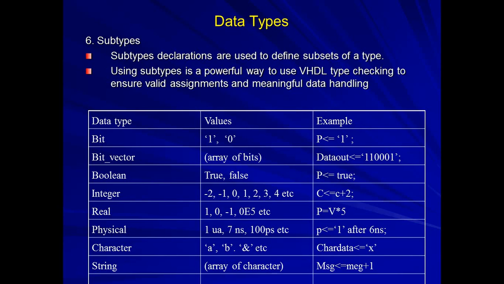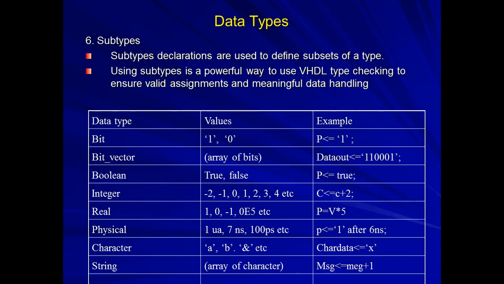Next most important data types are subtypes. These subtype declarations are used to define a subset of a type. Using subtypes is a powerful way to use the VHDL type checking to ensure valid assignments and meaningful data handling. Most probably, these subtypes are used in every program.